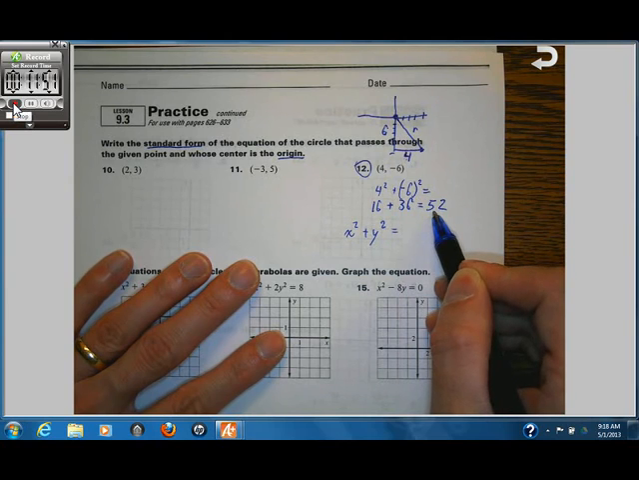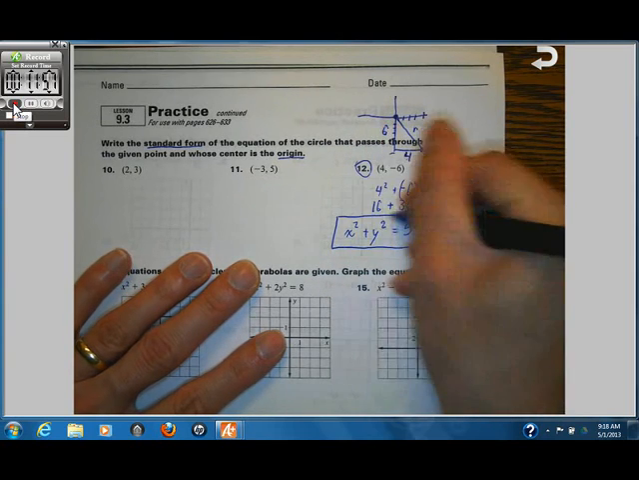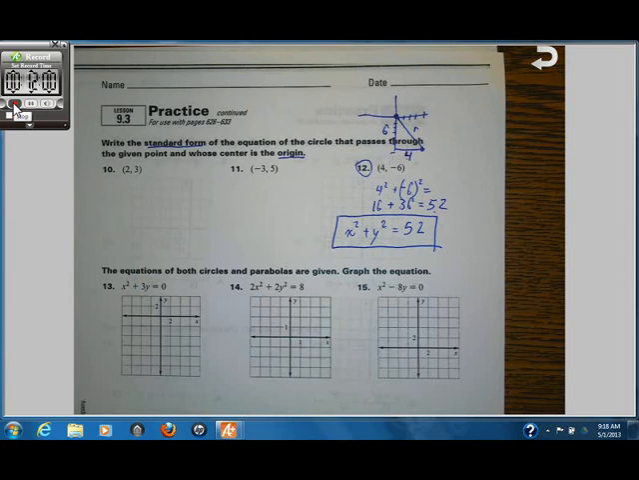So to find the radius of 10, we would just square the 2 and square the 3, right? And to find the radius of 11, we would just square the negative 3 and square the 5.